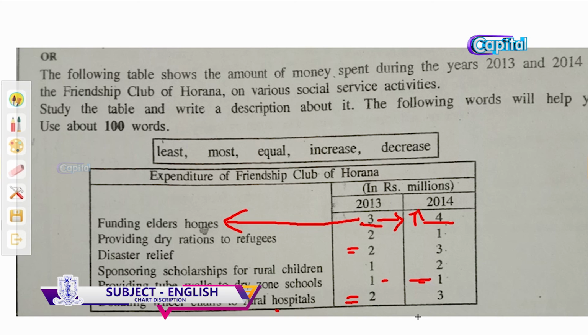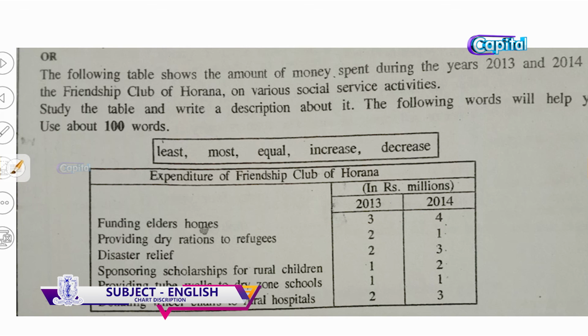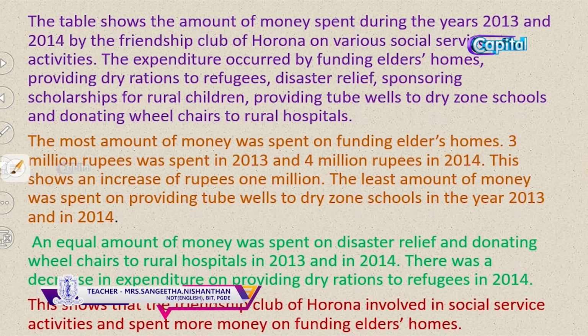That's enough. No need to compare all the single data. So the key data is this: the highest, what is the increase there, and what is equal, and what is the lowest one. So here you can see how they describe it. The table shows the amount of money spent during the years 2013 and 2014 by the Friendship Club of Horana on various social service activities. This is the title they have mentioned there.